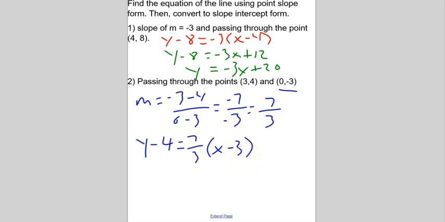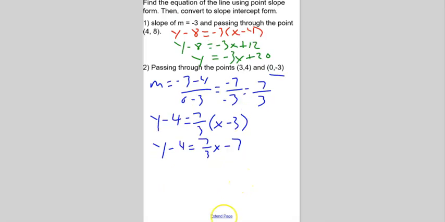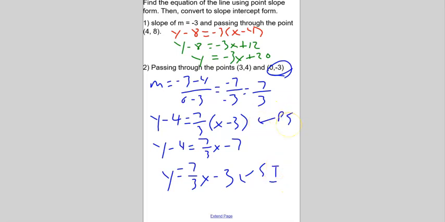We need to distribute out, and so we'll have y minus 4 is equal to 7 over 3x. And then 7/3 times -3, that's -21 over 3, which is -7. And then we can add our 4 to the other side, so we'll get y equals 7/3 x minus 3, which again should match up with what we have for our y-intercept. So this is our slope intercept, and this would be our point slope. And you could use either point for point slope. You'll end up with the same equation overall.